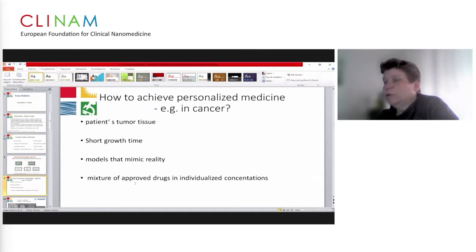And it could be good if we already have a mixture of approved drugs, because we all know that approving new drugs for treatment usually needs a long time. For that reason, if you can find the optimal choice and combination of drugs for this patient's tumor, it would be optimal.